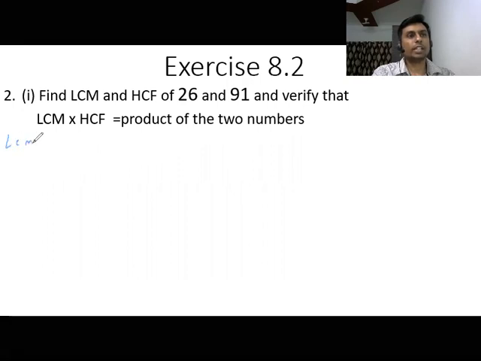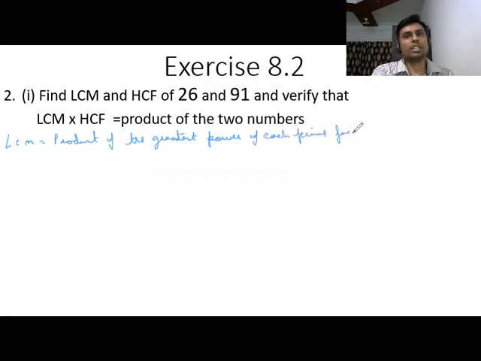So to find the LCM, it is the product of the greatest power of each prime factor. That means you have to find the prime factors of 26 and 91 and multiply the product of the greatest power of each prime factor in 26 and 91. That is what you have to do.